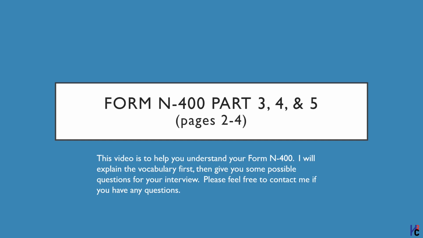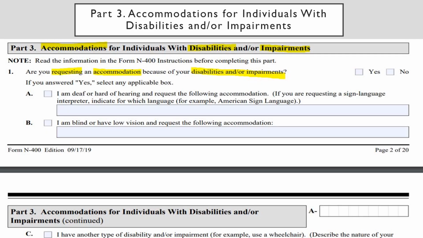Form N-400, Part 3, 4, and 5. Part 3. Accommodations for individuals with disabilities and/or impairments.